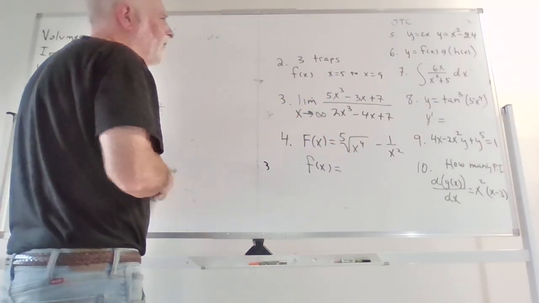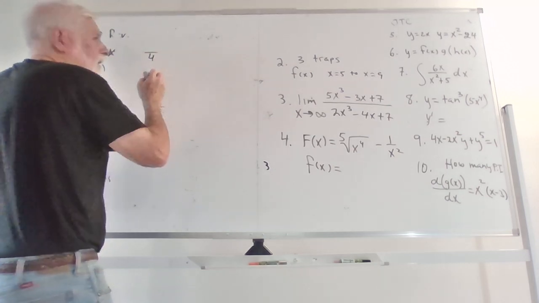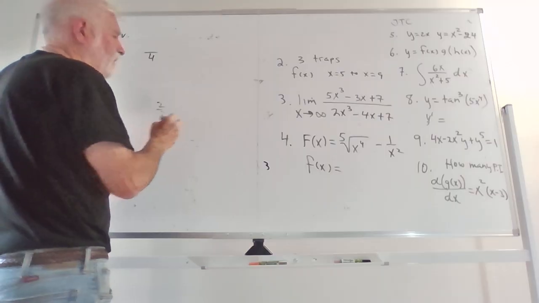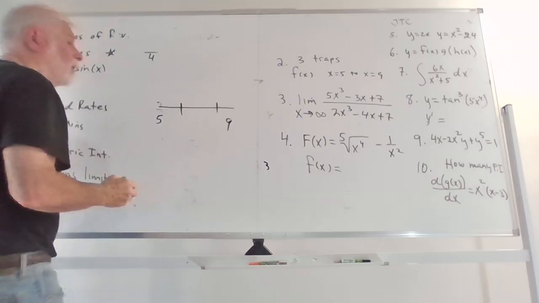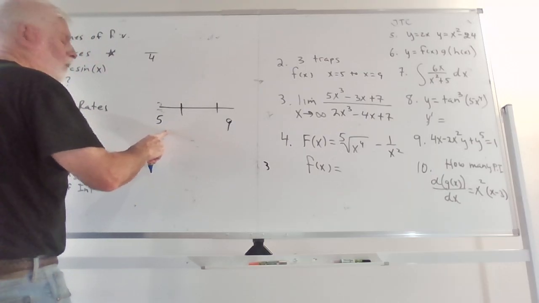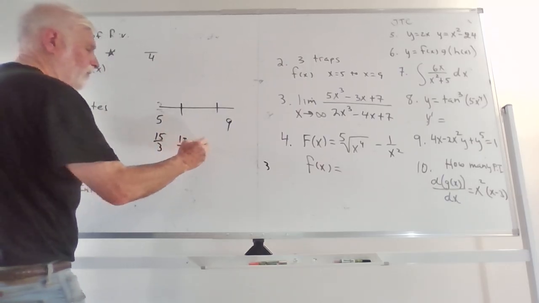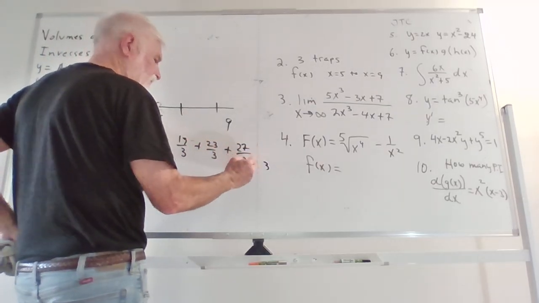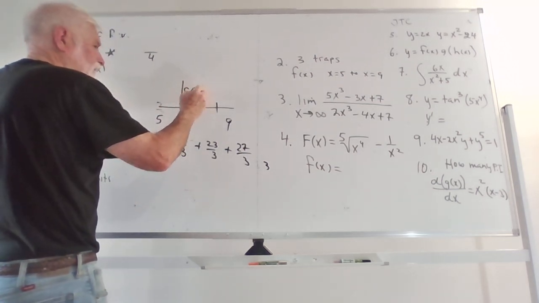3 trapezoids for f of x from 5 to 9. Well, from 5 to 9 is a width of 4, and we want 3 trapezoids, so we're looking at 4/3 each. So 15/3 plus 4/3 gets me 19/3, plus 4/3 gets me 23/3, plus 4/3 gets me 27/3, which is 9. Okay, so this works. And so the altitudes are going to be, for instance, f of 19/3.